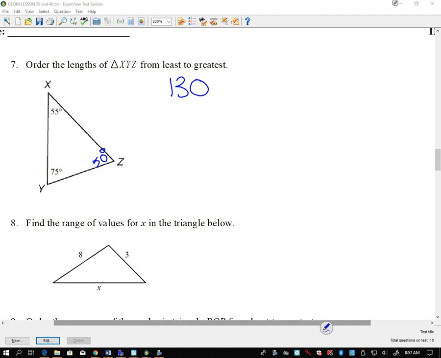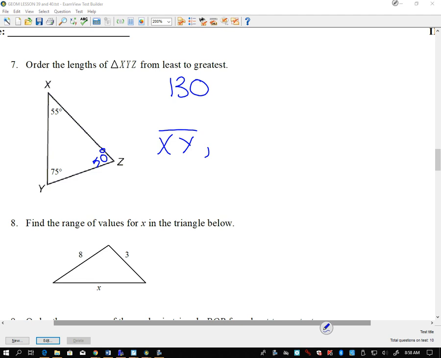What did I teach you? We're not going based upon appearances. The shortest side will be opposite what angle? The smallest angle. What side is opposite the smallest angle? Because otherwise, why did we even find angle Z? XY is the shortest side. Does it look like it? No, but that's probably part of the point.